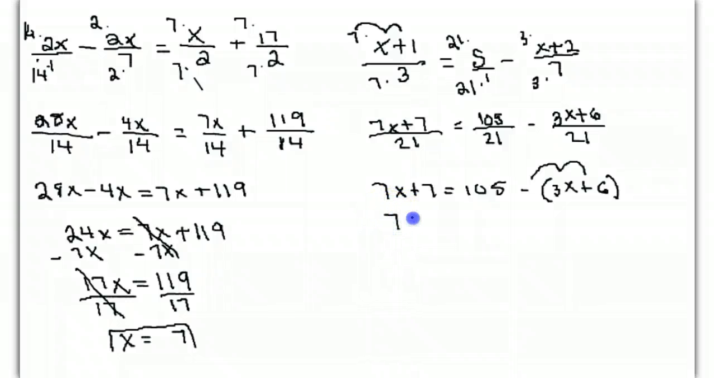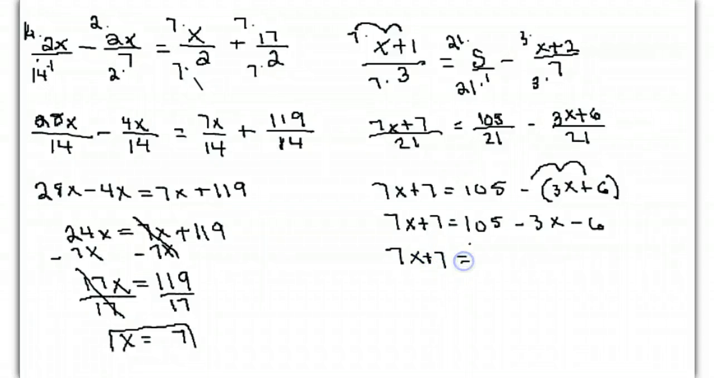And so this is going to be 7x plus 7 equal 105, and it's going to be a minus 3x minus 6. So like terms on the left side, you don't have any, because you got a 7x and a 7. So you just rewrite that now, 7x plus 7. On the right side, you do have like terms. You got a 105 and you got a 6. So 105 minus 6 is what? So this becomes 99 minus 3x.